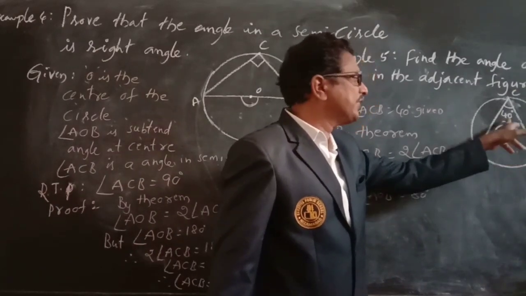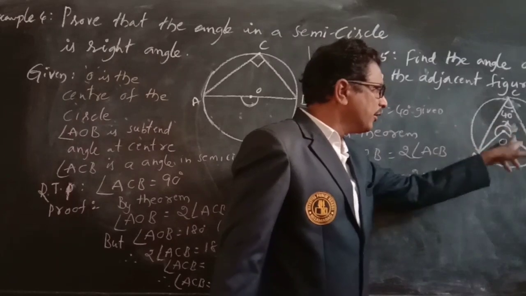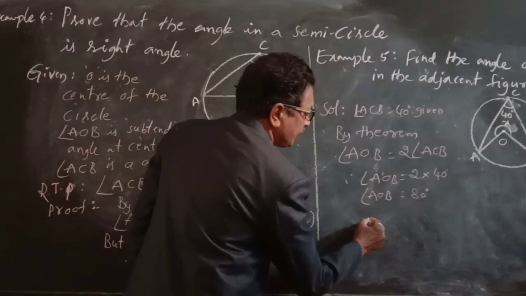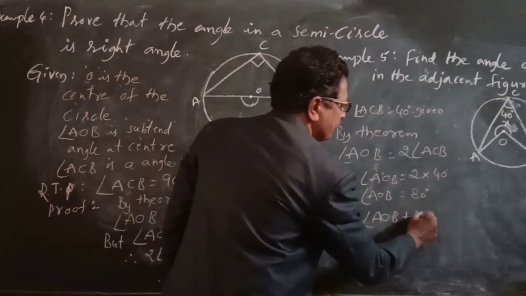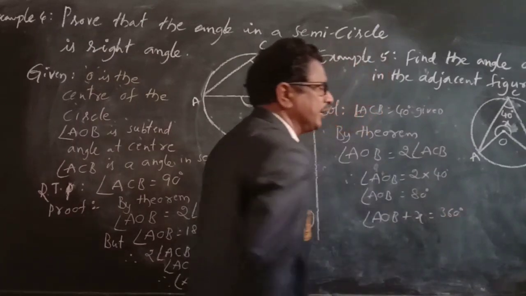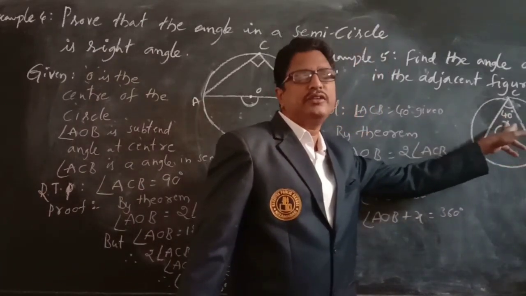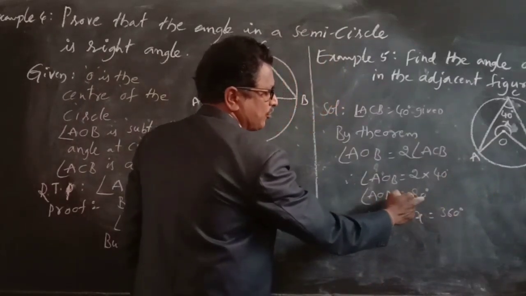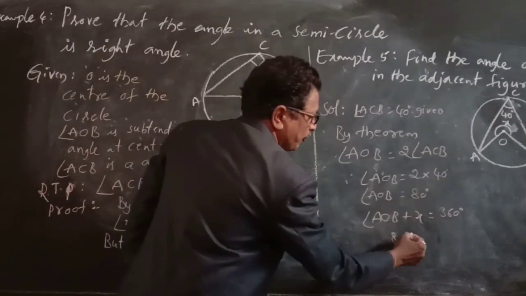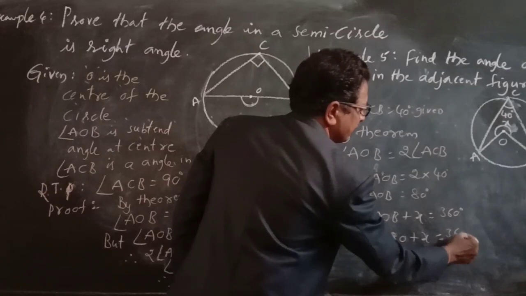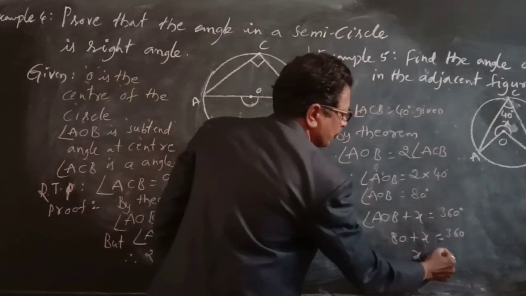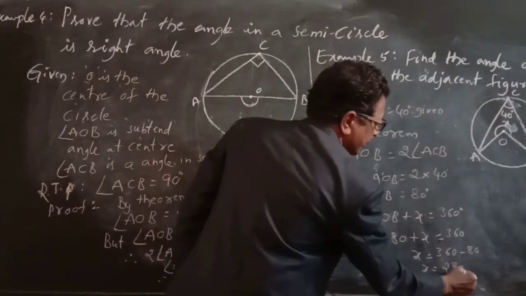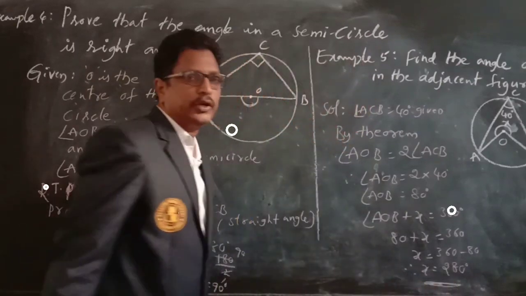But this 80 plus x is equal to 360 degrees, because at a point the sum of all angles is 360 degrees. Angle AOB plus x is equal to 360 degrees. But AOB is equal to how much? 80. 80 plus x is equal to 360. Then x is equal to 360 minus 80. Therefore, x is equal to 280 degrees.